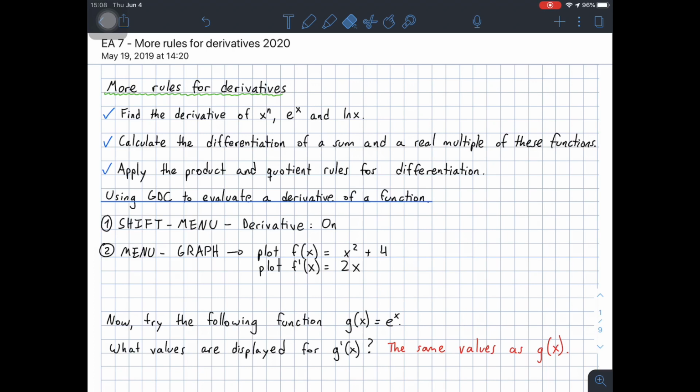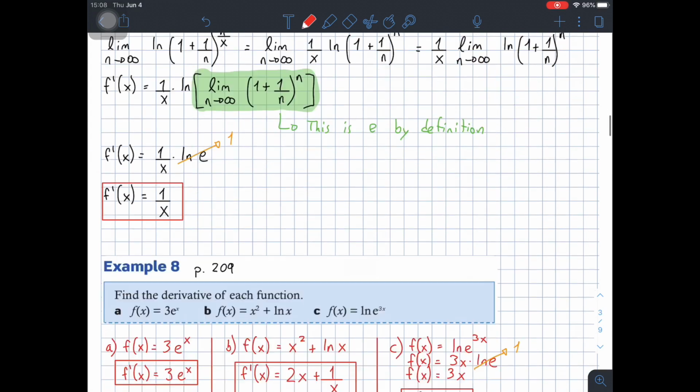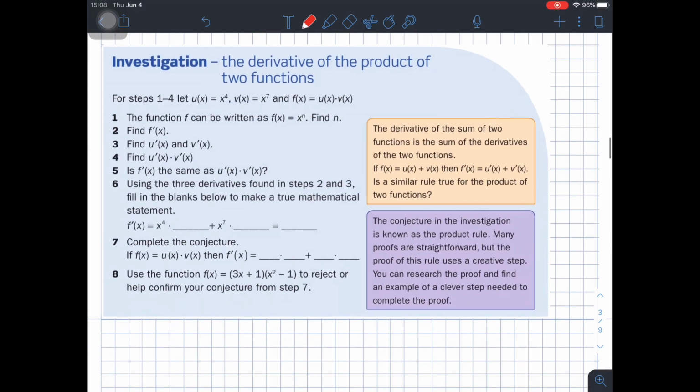If you remember from the previous videos, we have seen how to differentiate a function using the power rule, then the derivative of e to the power of x, and finally the derivative of natural logarithm of x. So for today, we're going to learn two new rules, the product and the quotient rules for differentiation. So let's go down to that part right here.